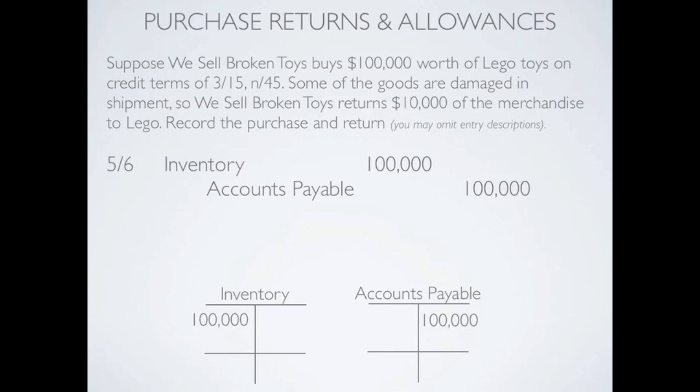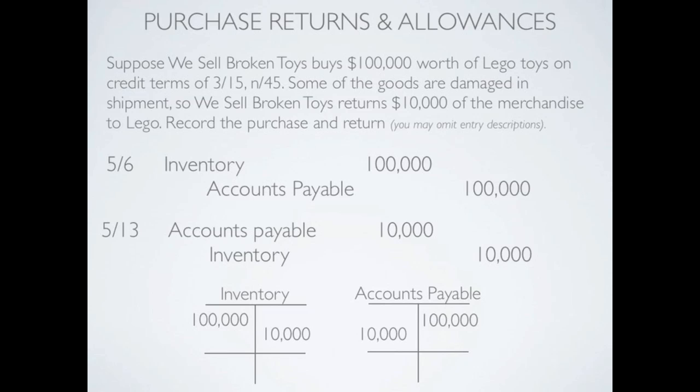Now we need to record the return. We're returning $10,000 worth of merchandise. Let's say that we returned that on the 13th. So I no longer owe $10,000 in the liability. So I take away $10,000 from the liability accounts payable by debiting it, and I no longer have $10,000 worth of inventory, so I have to take it out of inventory with a credit. And we'll post this journal entry to the ledger. So now I have inventory valued at $90,000, and I also owe $90,000.